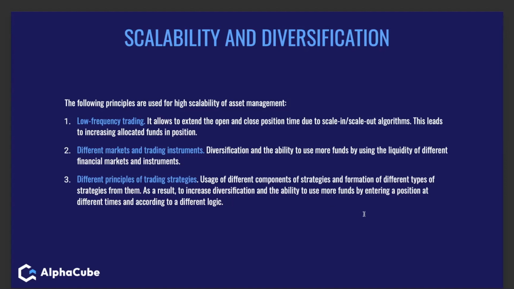Also, it's better if you can combine different principles of trading strategies: trend following, mean reversion, range trading. If you can combine different strategies, it's better. And if you can generate them automatically, it's also better. So try to automate as much as possible.